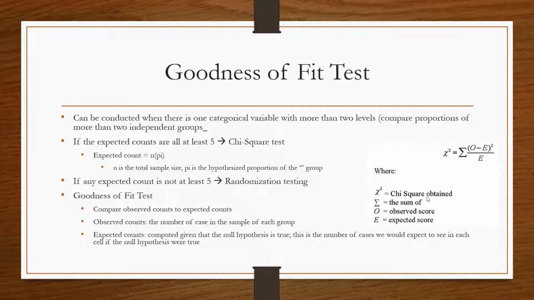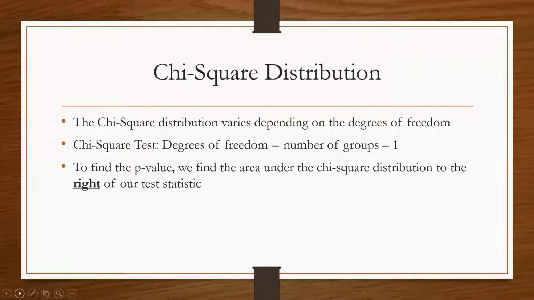And you can see right over here, this is how you calculate the chi-squared statistic. So x squared is the chi-square statistic. This symbol is saying you sum the observed score minus the expected score, squared, divided by the expected score, and that's how you get your chi-square. The chi-square distribution varies depending on your degrees of freedom, which equals the number of groups minus one. To find the p-value, we want the area under the chi-square distribution to the right of our test statistic.